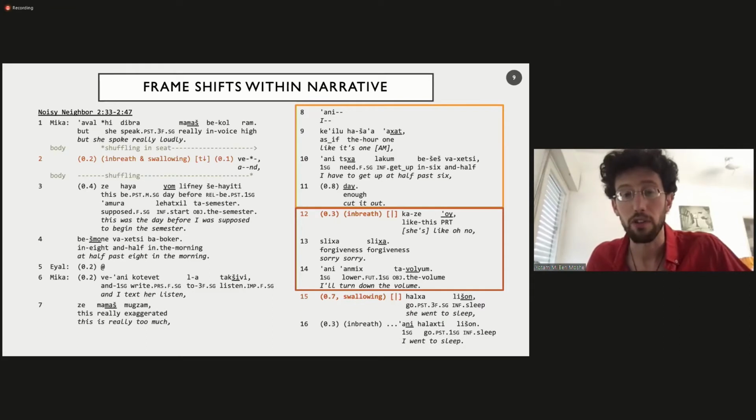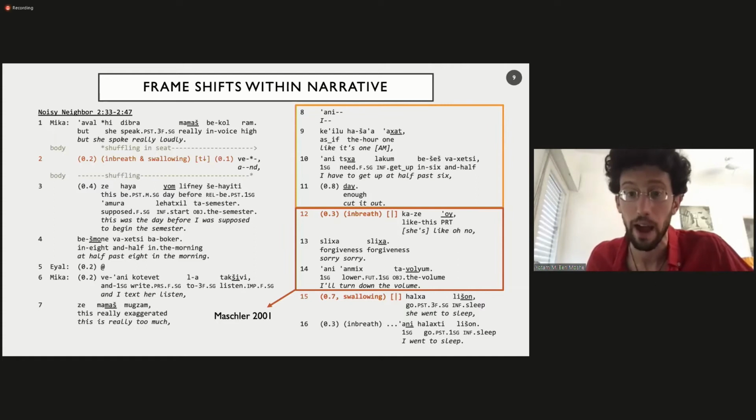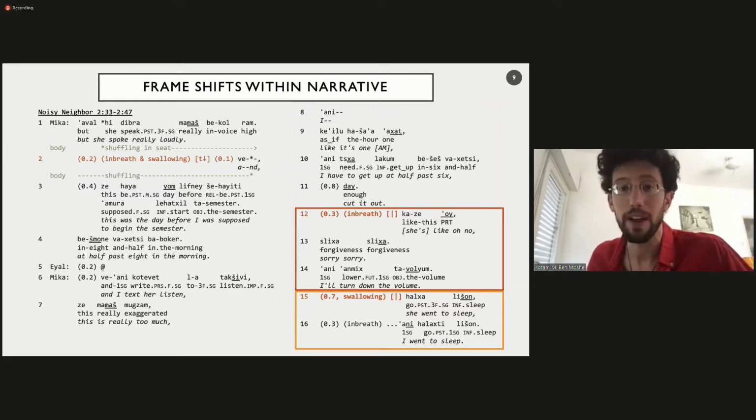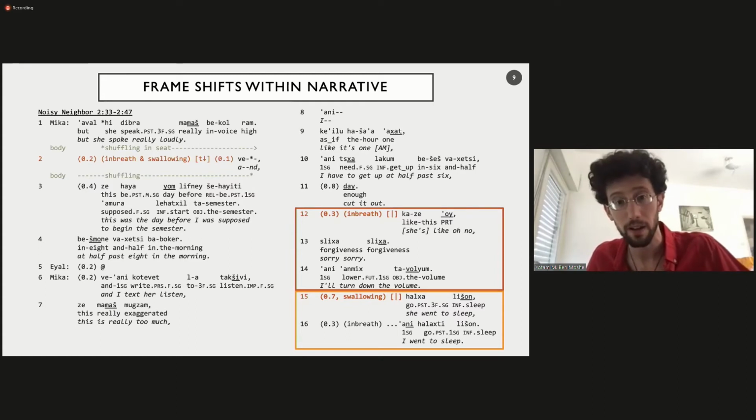Finally, this shift is also indicated lexically by kazeh, right here, translated as like, as described in previous research, which is used here to introduce constructed dialogue, the neighbor's apology and the promise to turn down the volume. Finally, we have a frame shift that's comparable to the one we saw in the previous excerpt, a move from the constructed dialogue to reporting the next narrative event.